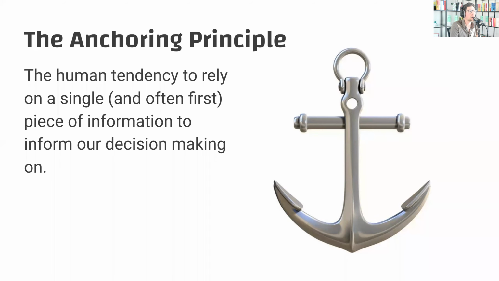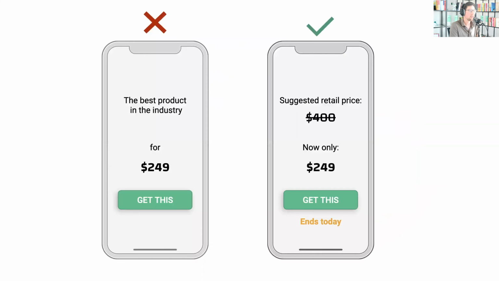That's sort of what anchoring is, and that's the anchoring principle. And we know this from everywhere, right? So instead of saying, this is the best product for your industry and it's only $249, get this. It's much more effective to say, the suggested retail price is $400, but now it's only $249. And then it ends today, even adding that, right? But just having the $400 in there makes the $249 seem cheaper and more affordable, and it's going to increase conversion rate. So that's how anchoring is used.